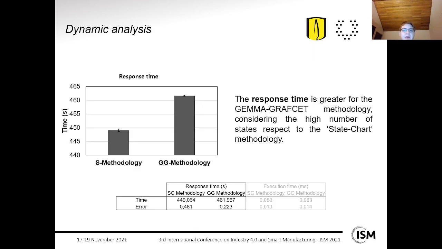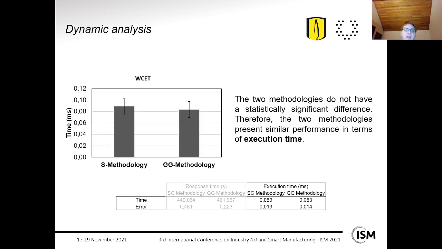For the part of dynamic analysis, we can see that there is a difference of about 12 seconds in the response time, and it means that the GEMMA-GRAFCET methodology requires passing through more states, function blocks, and POs to do the same function as the state chart methodology. In the case of execution time, we take the worst case. There is no statistically significant difference, so it means that the POs are running in a similar time.